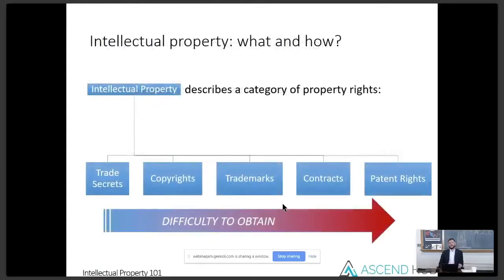So we're going to talk about this broad category of property rights in somewhat of a continuum. Now this is an imperfect continuum description, but we'll get into trade secrets, copyrights, trademarks, contracts, and patent rights, moving roughly in order from easiest to obtain to most difficult to obtain.